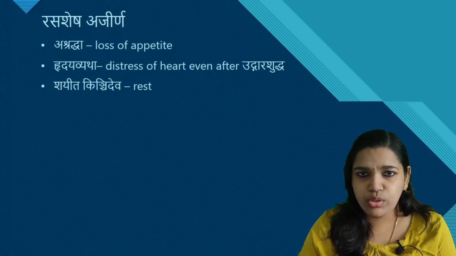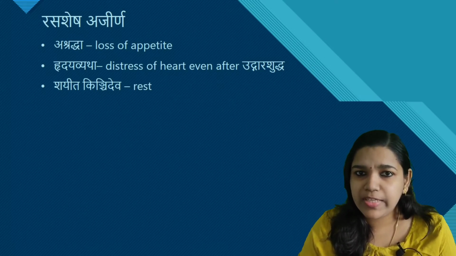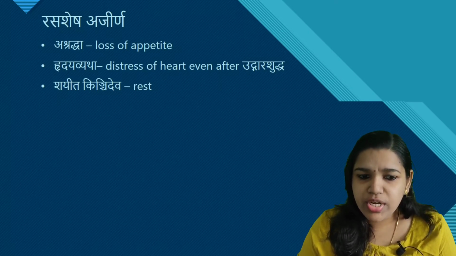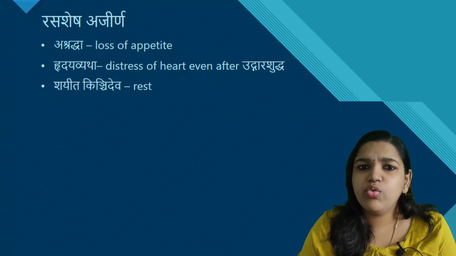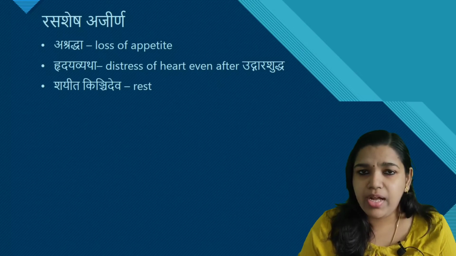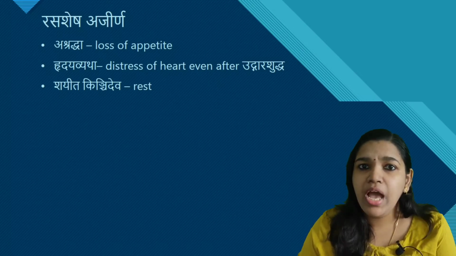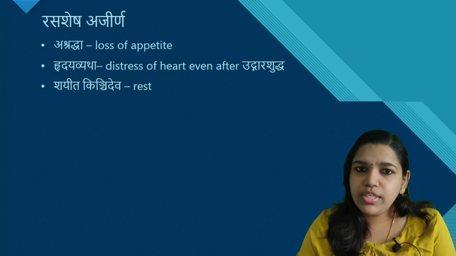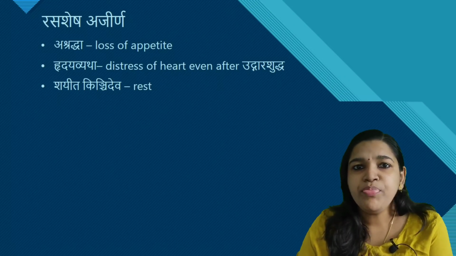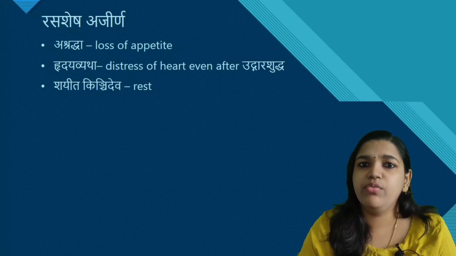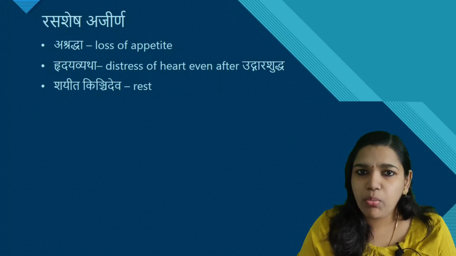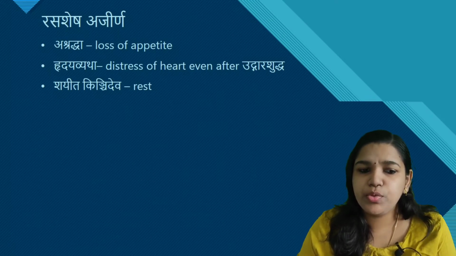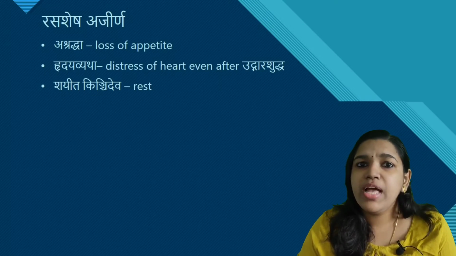But even though the udgara is shuddha, that is the belching is clear, the person will still feel distress or discomfort over the chest region, and such a condition we call Rasashesha Ajirna, that is somewhat of ajirna or ama is present inside the rasa. Rasa is the first dhatu which is produced from the ahara rasa. When this ahara rasa is properly digested, it will be converted into the rasadi dhatus. If proper digestion does not occur, then it won't be properly converted into the dhatus also. So whatever food we take, we call it ahara rasa. If this ahara is not properly digested, then it can cause this Rasashesha Ajirna. So though udgara shuddhi is seen, but it is producing ashraddha and hridayatha, such a condition we call Rasashesha Ajirna.